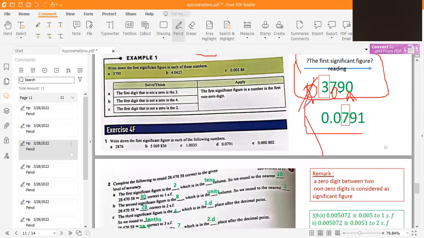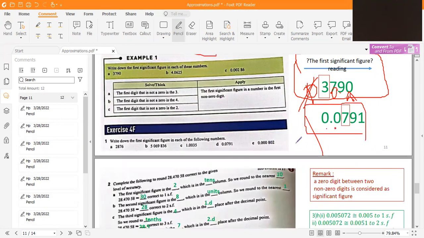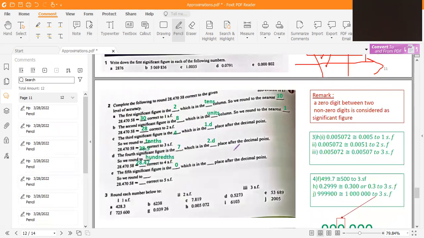So in this example, with 0, 0, we start to read from left to right. So not significant, not significant. The first significant figure is 7. Okay, let's continue. Complete the following to round. So we use the same rounding process, but using the expression significant figures. Complete the following, rounding this number correct to the given level of accuracy.